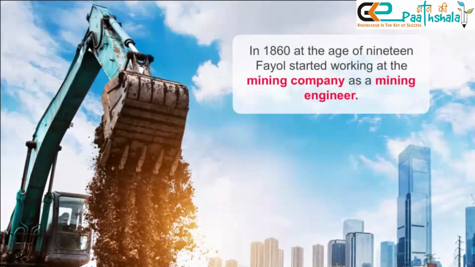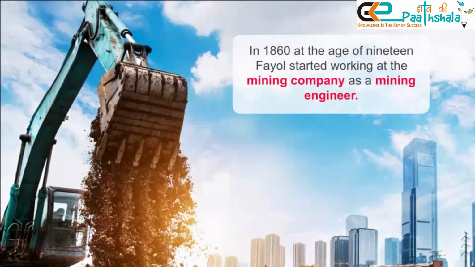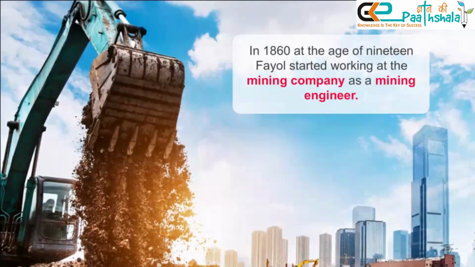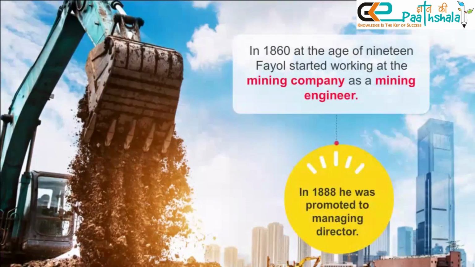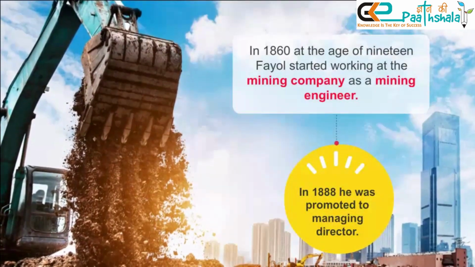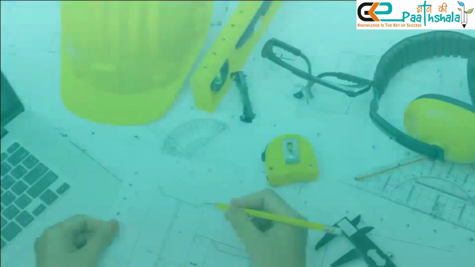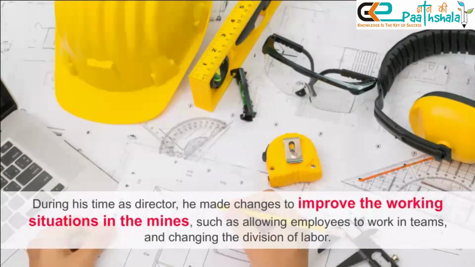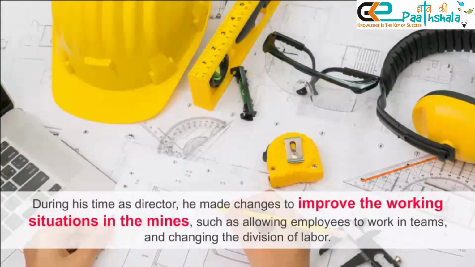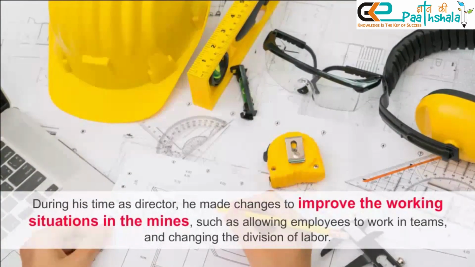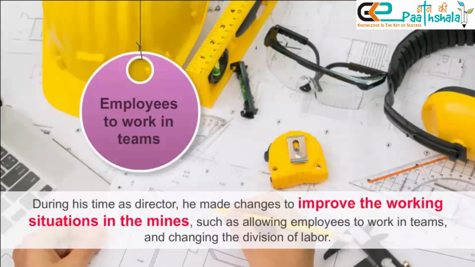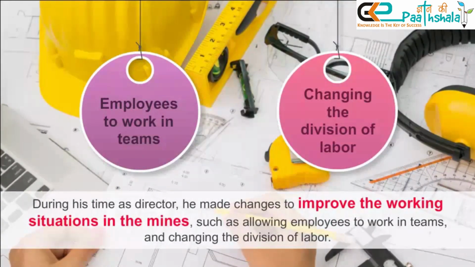In 1860, at the age of 19, Fayol started working at the mining company as a mining engineer. In 1888, he was promoted to managing director. During his time as director, he made changes to improve the working situations in the mines, such as allowing employees to work in teams and changing the division of labor.